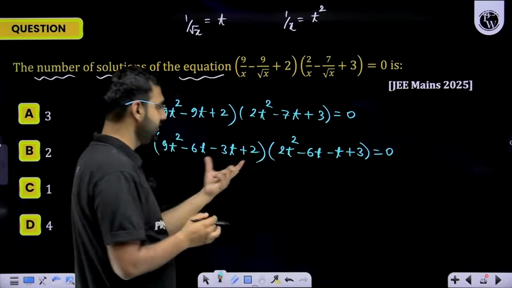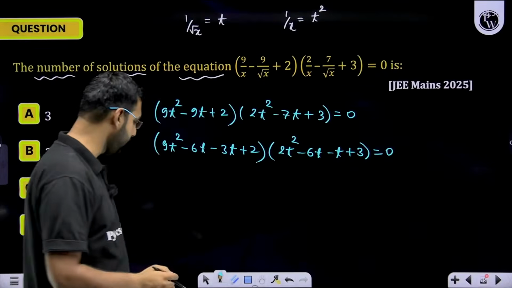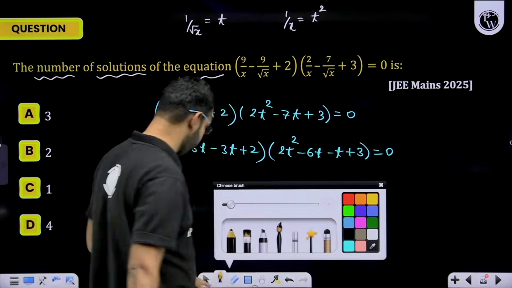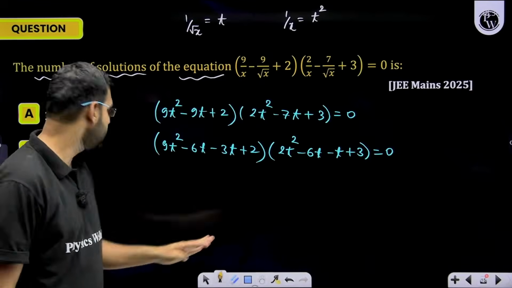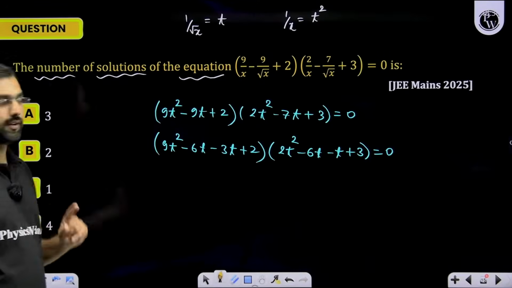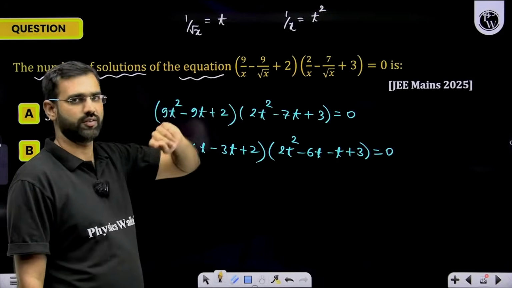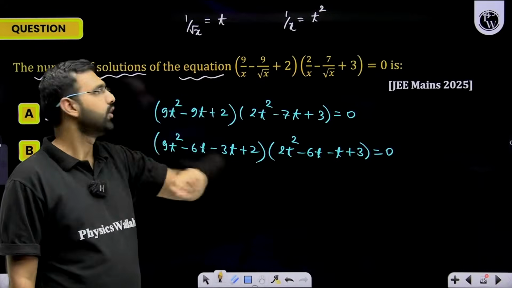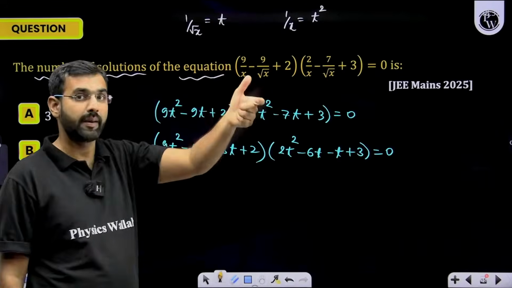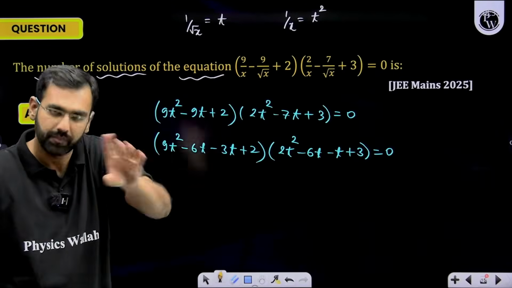So I'll factorize this, I'll get 4 values of t. So if I start solving those values of t, don't say there will be 4 solutions and don't mark 4 is the correct answer, because that is the value of t and t is nothing but 1 by root x. What if you get the value of t as negative? 1 by root x can never be negative. So that will be an unacceptable value. I hope you're understanding it.